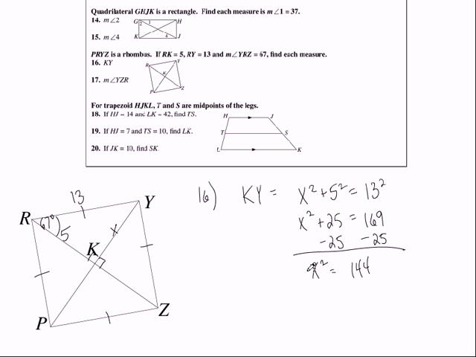How do you get rid of this? Take the square root of both sides. To take the square root, we only use the positive version, which is 12. So there you go. X is equal to 12.